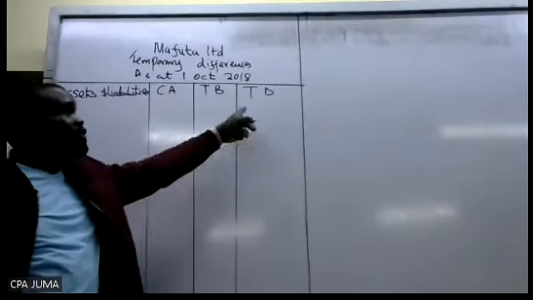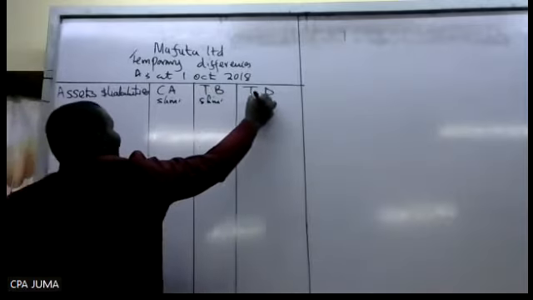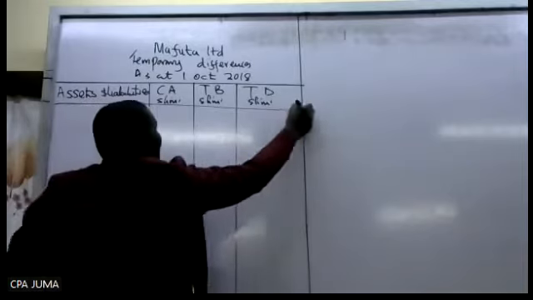Carrying amount, tax base, temporary differences. You can write in full. So what are the figures? Millions. Shillings are millions.